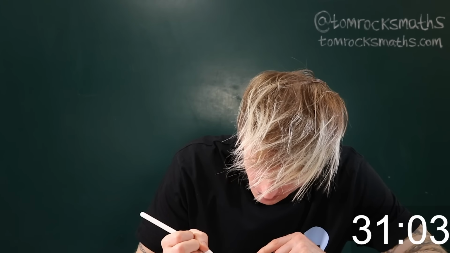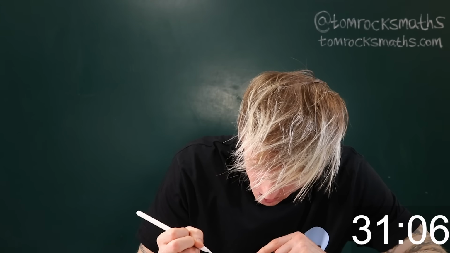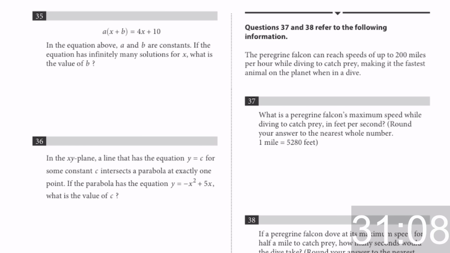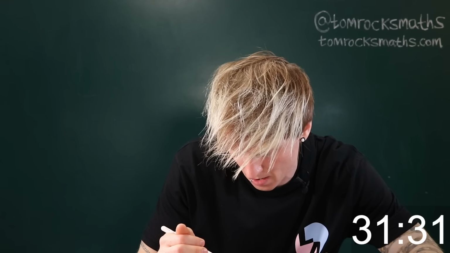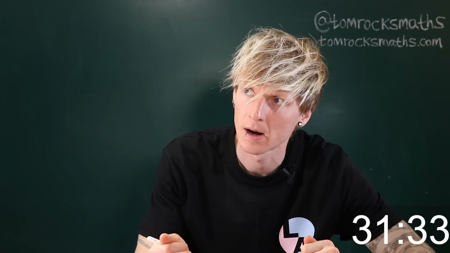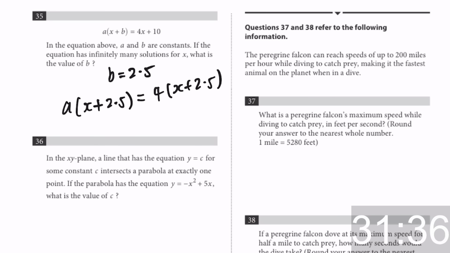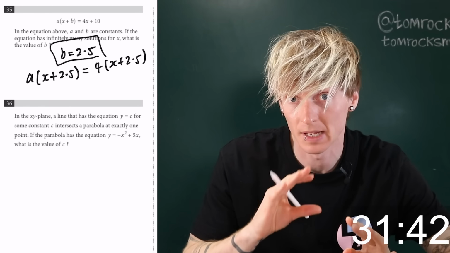So if I were to divide by 4, so if b was 2.5, for example, and I've got ax plus 2.5 equals 4 times x plus 2.5. So I can cancel x, and then a would be 4, but x could be anything. Would that work? I think so, yeah. Okay, I think it's b equals 2.5. I'm going with that. The idea there was to get them to be multiples of each other.